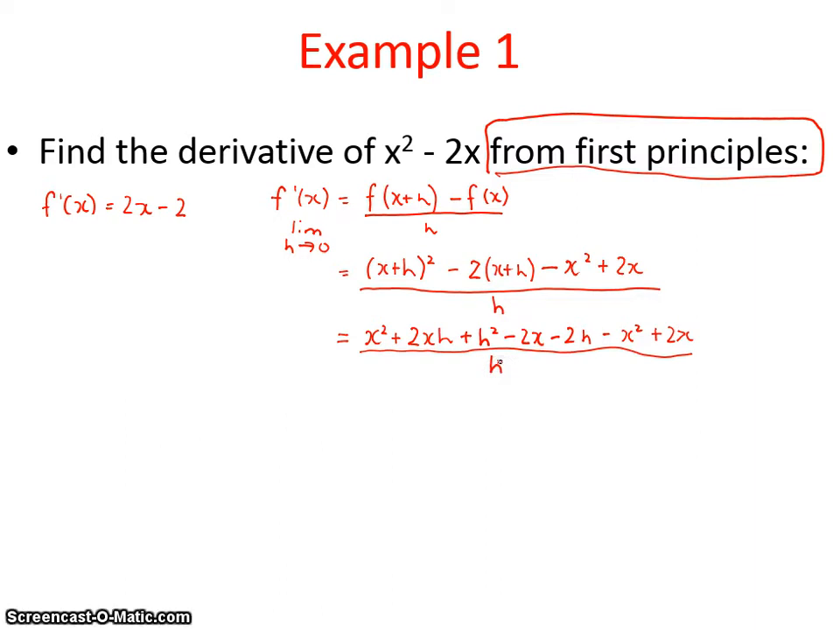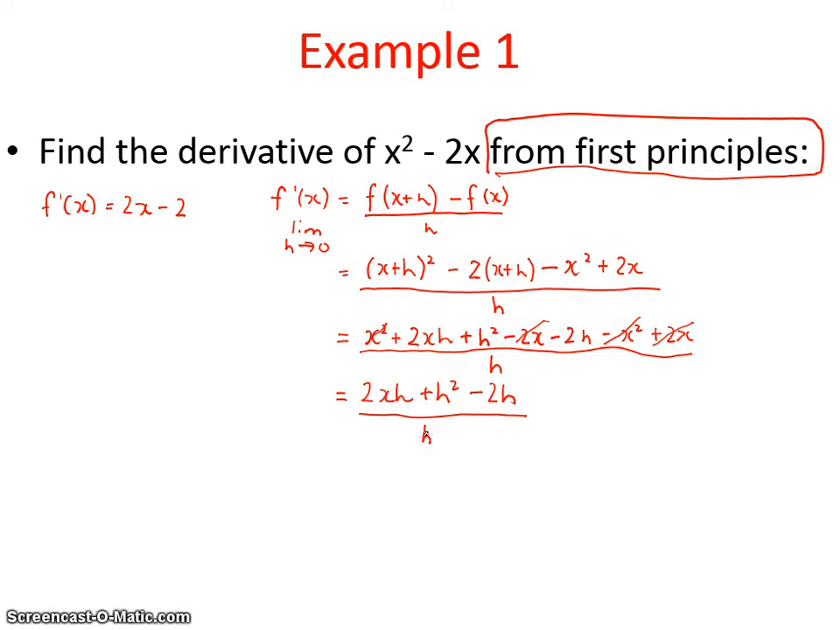Now if you look at the numerator, you'll see certain terms which will cancel each other out. I have x squared minus x squared. I have negative 2x plus 2x. And what I'm left with is 2xh plus h squared minus 2h, and then the whole thing is over h.